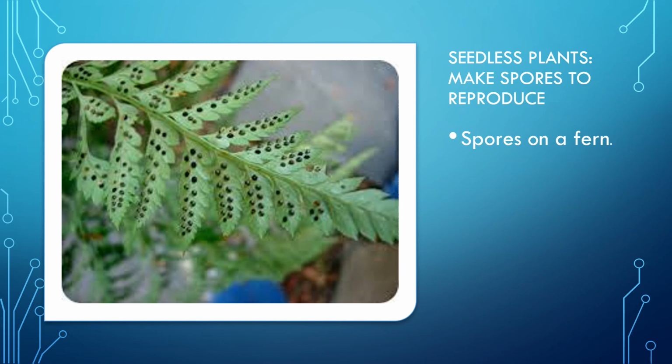Seedless plants make spores and not seeds to reproduce. This is a fern leaf. On the bottom of the fern leaf, these black spots shown here are the spores. There are spores inside, and spores spread just like seeds, and wherever they land, they will grow into a new seedless plant.